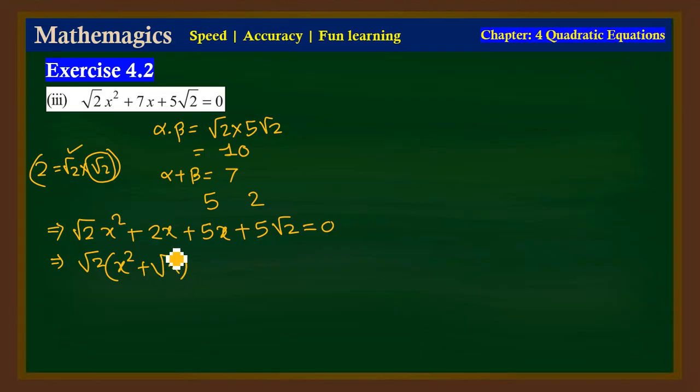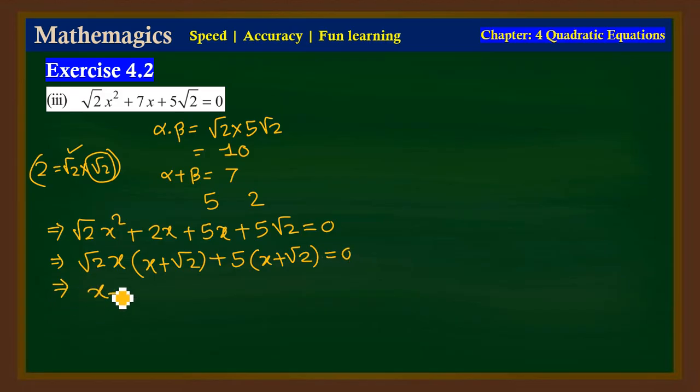But again there is a mistake, I have forgotten to take common x. So let me take common x first. Here the remaining part becomes x plus root 2. And here I am taking common 5, so this becomes x plus root 2 is equal to 0. So from both the cases I can take common x plus root 2, and the remaining part becomes root 2 x plus 5. That is equal to 0.